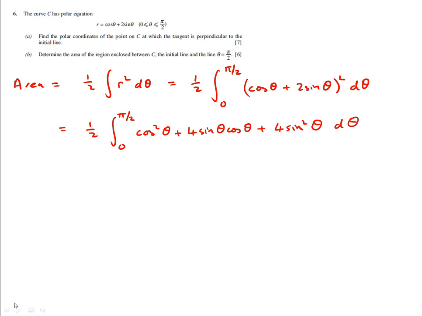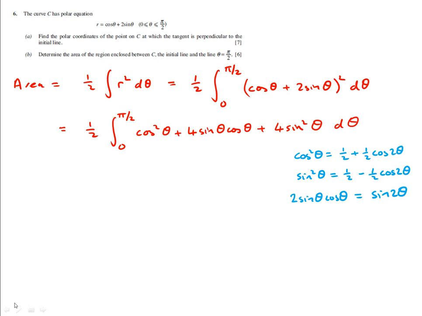And at this stage, if we remember that cos squared theta is the same thing as a half plus a half cos 2 theta, that sine squared theta is the same thing as a half minus a half cos 2 theta, and that 2 sine theta cos theta is the same thing as sine 2 theta, then we can rewrite the area integral as being a half of the integral of a half plus a half cos 2 theta instead of cos squared theta, 2 sine 2 theta instead of 4 sine theta cos theta, and 2 minus 2 cos 2 theta instead of 4 sine squared theta.